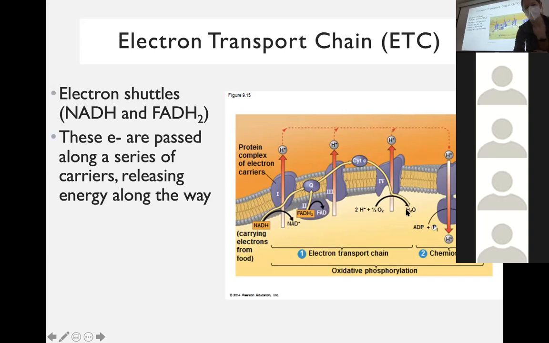You don't have to worry about what any of these individual proteins are, like Q and 3 and site C. Don't worry about that. Just know it's passed along these protein carriers, and that's going to release energy. Every time they're passed from one to the next, it releases a little bit of energy. That's not the ATP we're making yet. It's just releasing energy to allow for something else to happen.